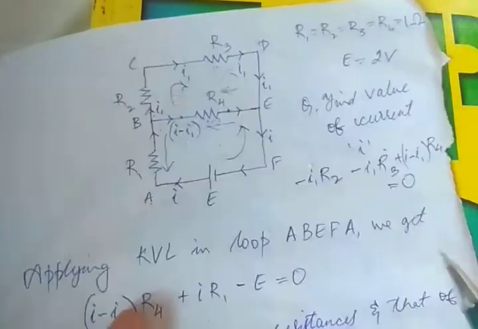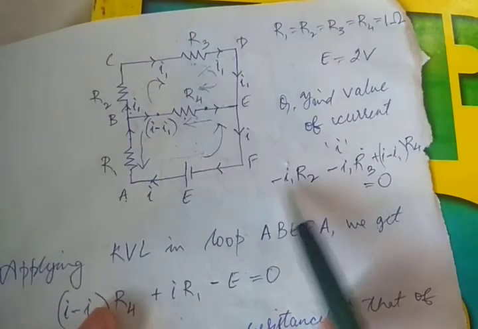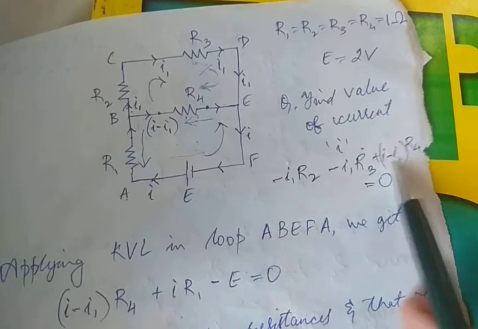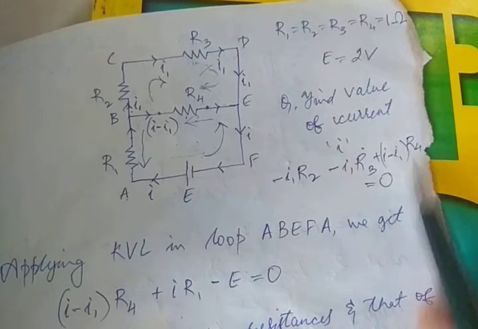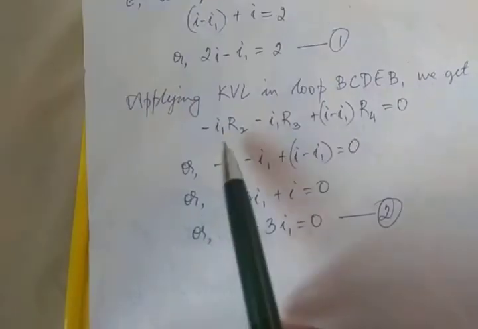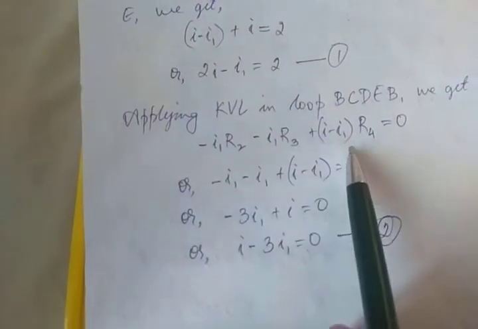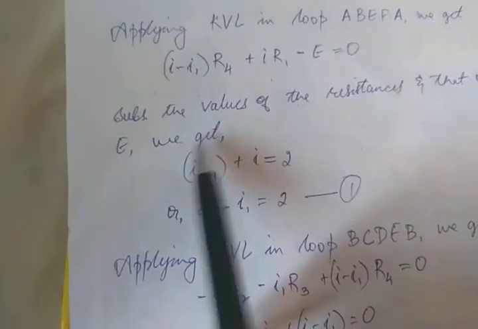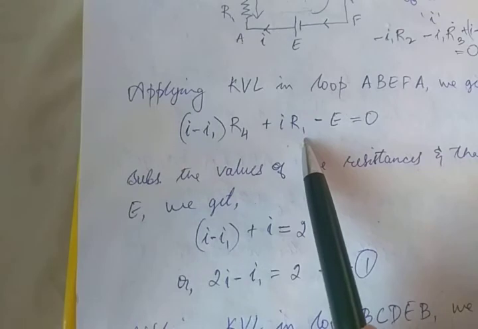This is the algebraic sum in the upper loop: minus I1 R2 minus I1 R3 plus (I minus I1) R4 is equal to 0. I had landed up at the same equation as over here, which I had done beforehand. So this is the equation that we get from the first loop, from the lower loop.